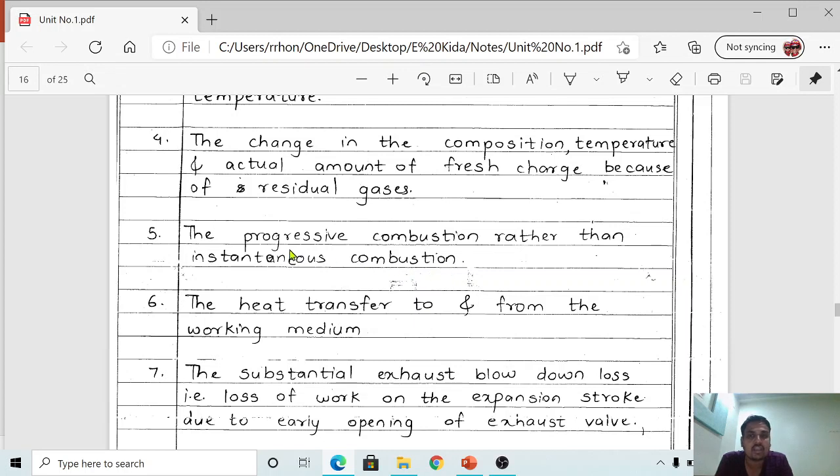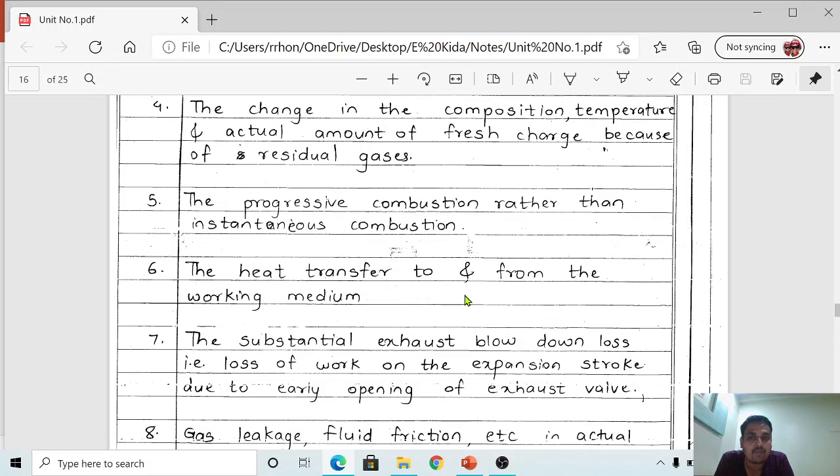The fifth one is progressive combustion rather than instantaneous combustion. In this case, sometimes the combustion happens progressively as compared with instantaneous combustion. Definitely this is one of the things because of which there should be some difference. The next one is the heat transfer to and from the working medium. This is another reason.